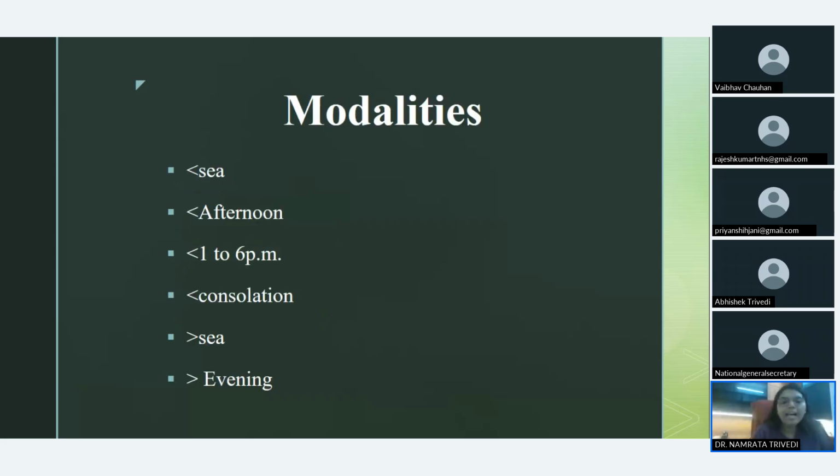Now the modalities. Aggravation from consolation, aggravation in the afternoon, aggravation from 1 to 6 p.m., amelioration from consolation. Now you can see the contradictory symptoms: one, there is aggravation from consolation; in another, there is amelioration from it. Like fastidious: a carcinosin patient is very fastidious, and on the other side very dirty, with aversion to bathing, aversion to washing. Amelioration in the evening time.